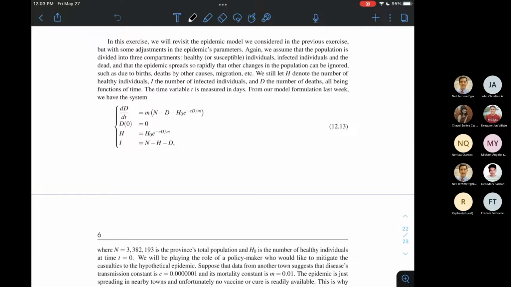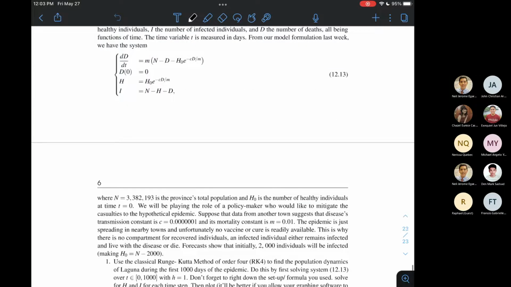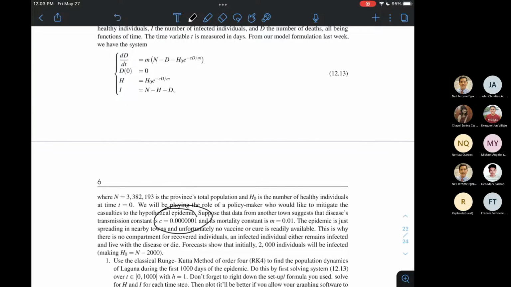pero nirecalibrate ko siya ng konti because hindi ganun kaganda yung graphs na nakuha natin, because apparently the transmission constant I picked is still very large. So ito medyo binabaan ko na siya. So yung transmission constant is this. Okay, ito na yung gagamitin natin na transmission constant. And yeah, edit nyo lang ng konti yung nandun sa codes nyo.